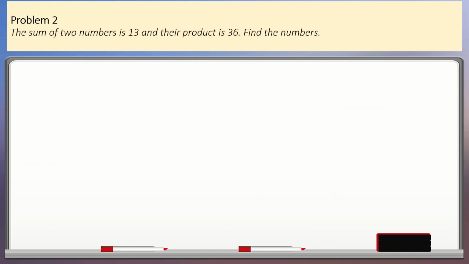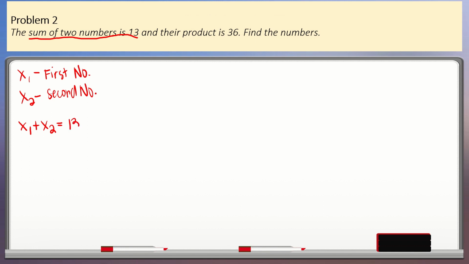Problem number 2. The sum of two numbers is 13 and their product is 36. Find the numbers. If we're going to represent, or if we will let x sub 1 be our first number and x sub 2 be our second number. So based on our problem, the sum of two numbers is 13. That is simply x sub 1 plus x sub 2 is equal to 13. And their product is 36, which is x sub 1 multiplied to x sub 2 is equal to 36.